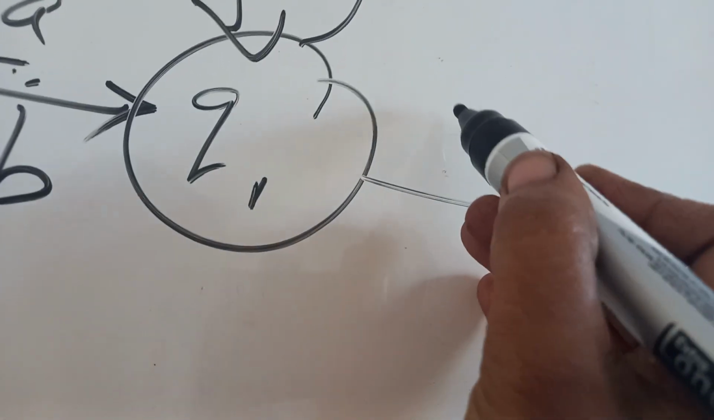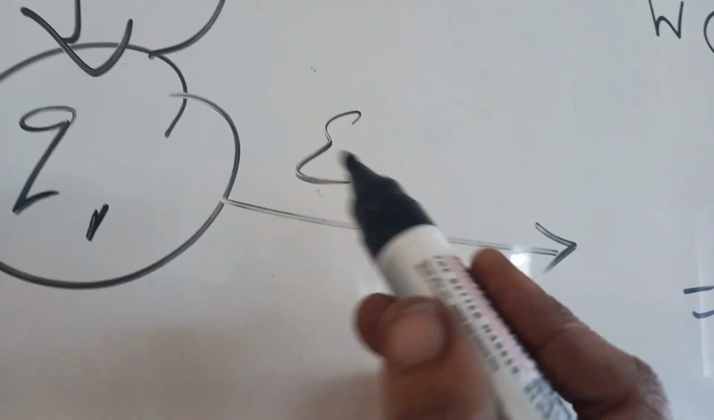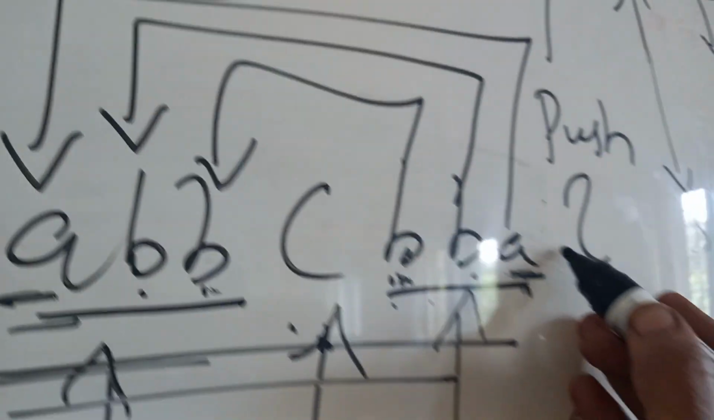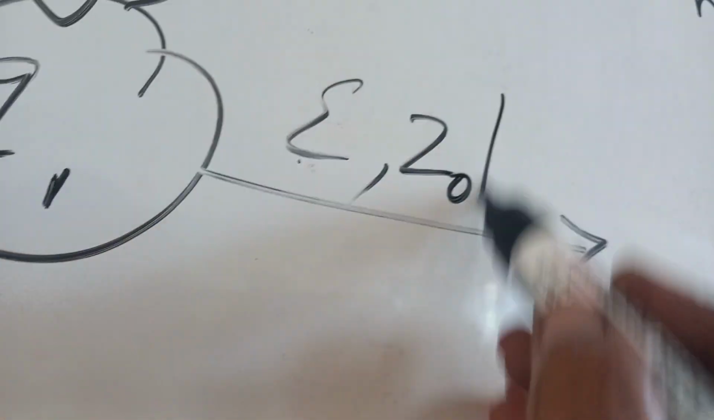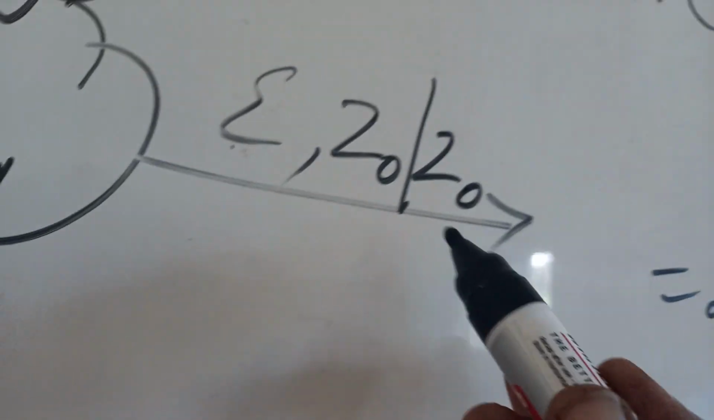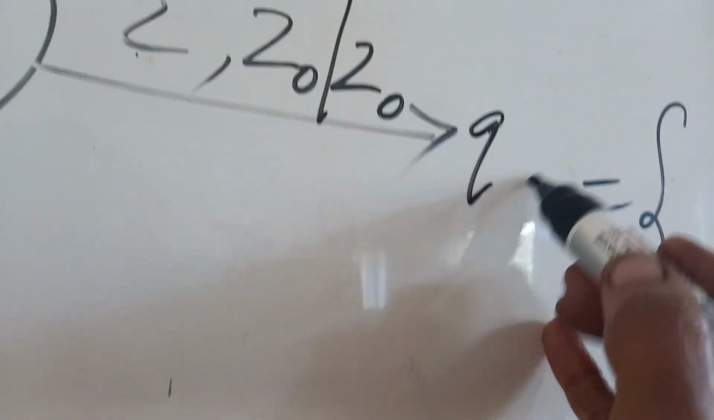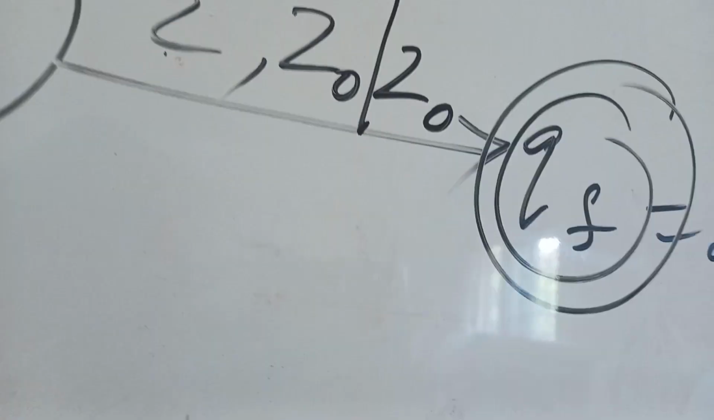Next, suppose the input symbol is epsilon, which means we have almost reached the end of the string, after this A it is epsilon. If the input symbol is epsilon and top of the stack is Z0, we will retain that Z0 as it is, meaning that we have reached the end of the string. So we have reached the final state.